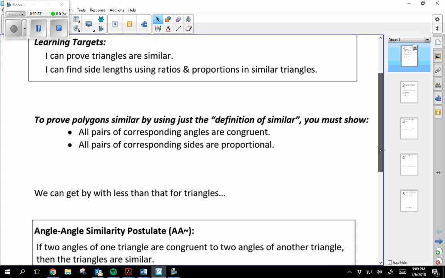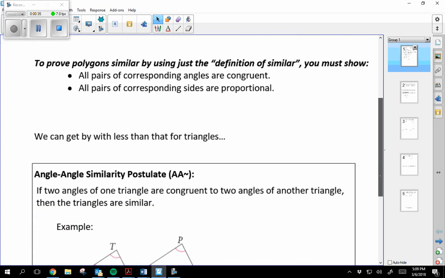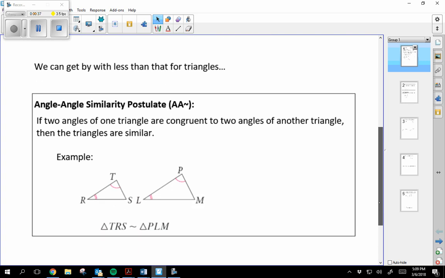But in today's lesson, we're going to work just on proving whether two triangles are similar or not. The focus is on triangles. When we try to prove two triangles are similar, we can get by with less information. In other words, we don't have to check every pair of sides or every pair of angles.